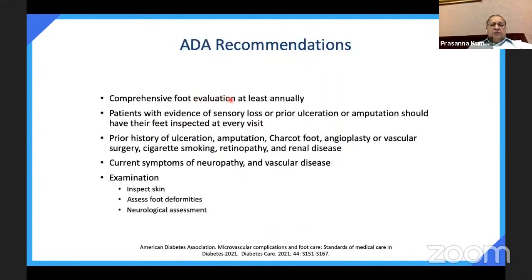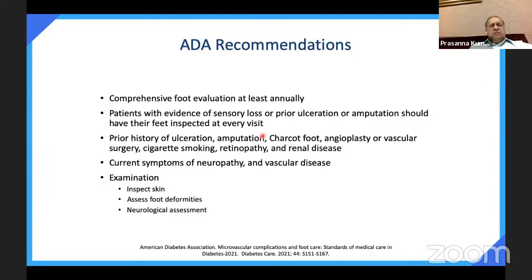ADA recommends a comprehensive foot evaluation every year. Patients with sensory loss, pre-ulcer, or amputation should have their feet inspected at every visit. Sometimes the doctor says, please take out your shoes, please take out your socks, lie down, and examine the foot properly. Look for any callus, look for any fungal infection between the digits, because many times they don't know; only when you examine, otherwise they will not have sensation. Carefully look at the nails, and ask them how to cut the nails. With these small precautions, in the last 20 years I have seen amputation becoming less.